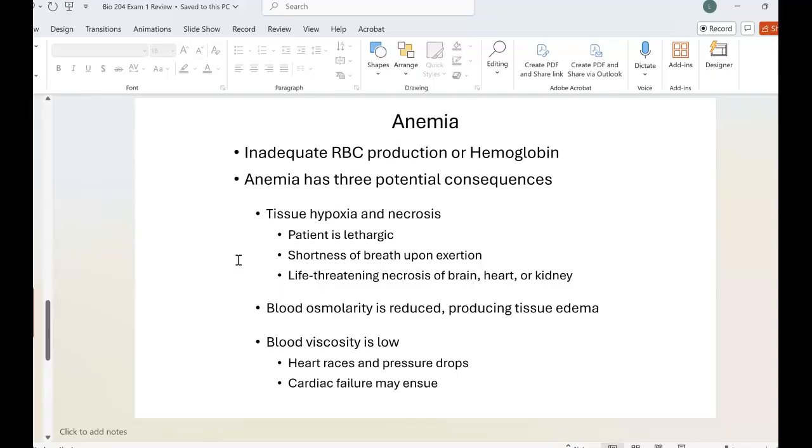It also affects the viscosity. Now the viscosity of blood is going to be less. It's more like soda running through our blood vessels. This can cause blood pressure to drop, also our heart rate to increase, so our heart can start racing.